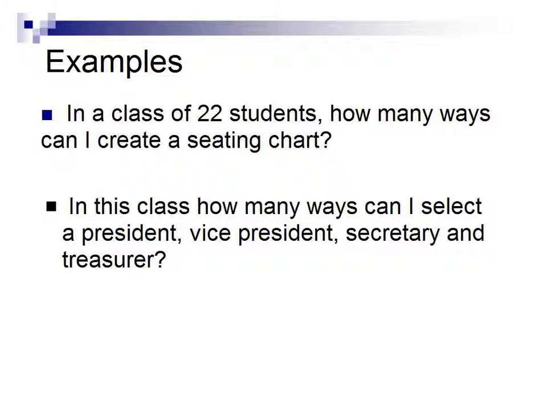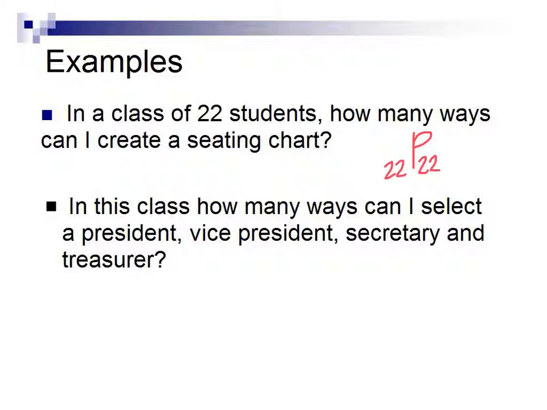All right. Well, the order that I place the students is important. That's what makes it a seating chart. I'm not really allowed to repeat here, though, because I can't put Bobby in 2 different seats. I can't say his name twice. So that would be permutations of 22 students, and I'm actually placing all 22 of them.